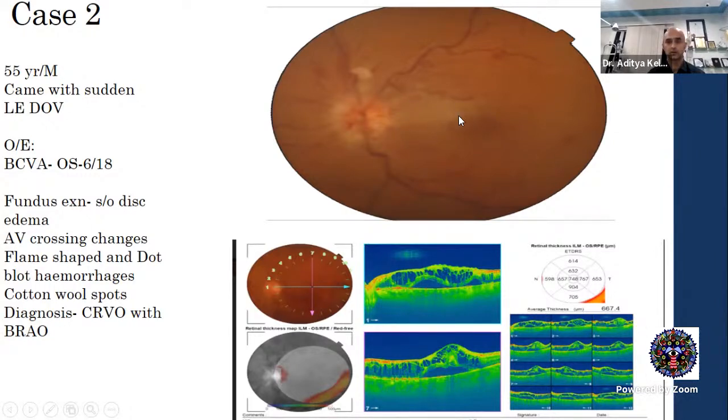That's why you see a sectoral whitish area here of retinal edema, superficial retinal edema. You can see disc edema here, and you can see all these vessels are also tortuous, indicating that it's more like a central retinal vein occlusion with branch retinal artery occlusion. And you can see there is cystoid as well as intraretinal as well as serous retinal fluid.